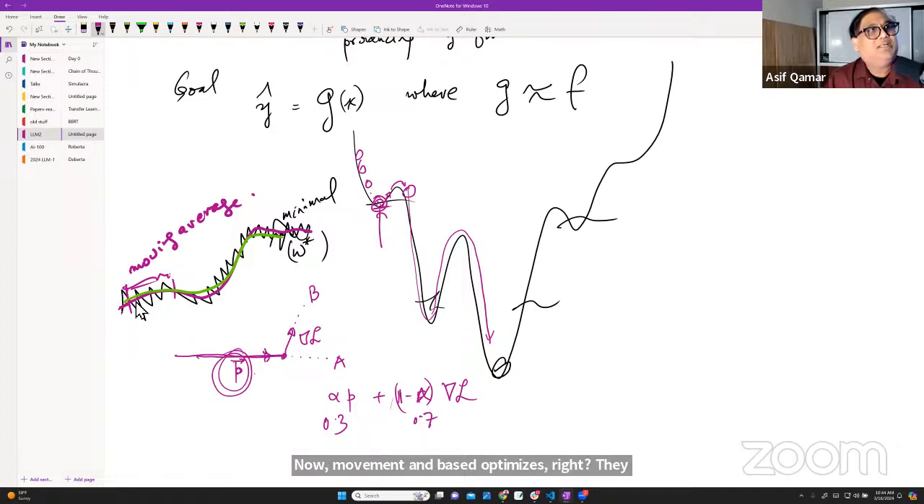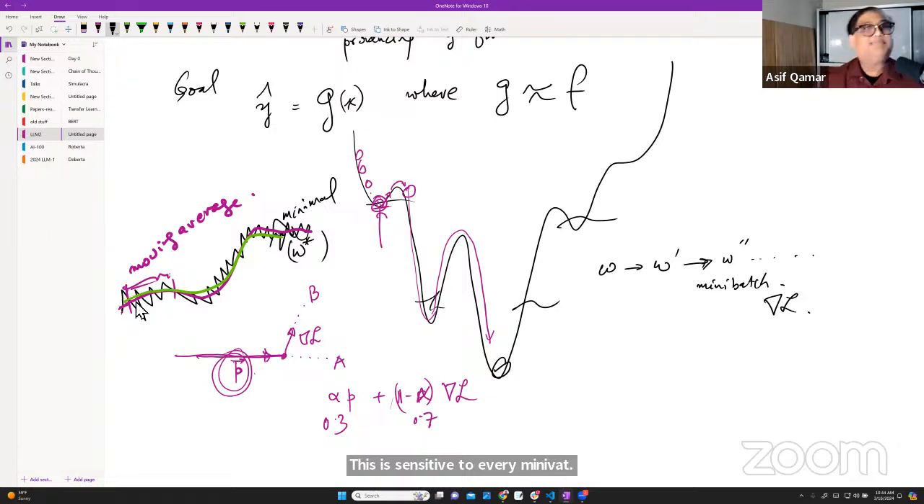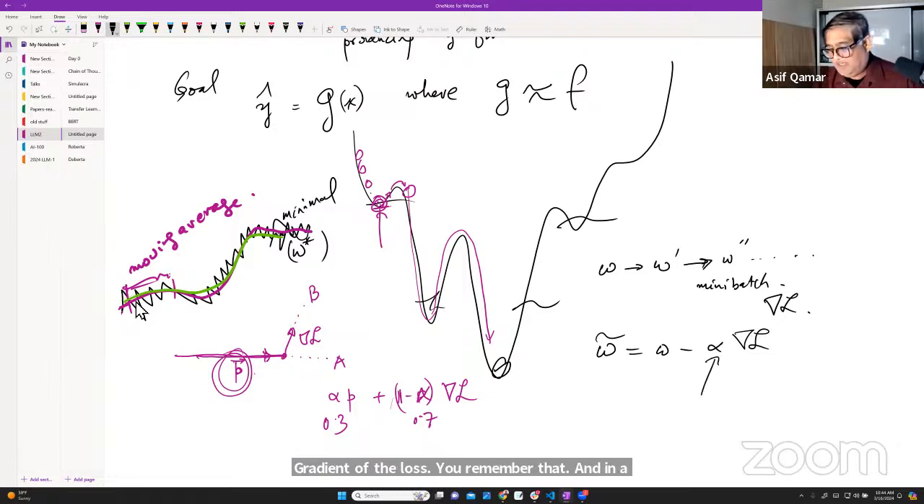The amount of learning they do, or the amount of correction to weight. See, ultimately, what is changing? The weight is changing to W prime, to W double prime, etc. This is sensitive to every mini batch, because every mini batch brings its own loss, gradient of the loss, isn't it? On the other hand, there is this one thing that is sitting there, which is that minus alpha, gradient of the loss. You remember that? And in a simplistic view, we always took this to be constant.